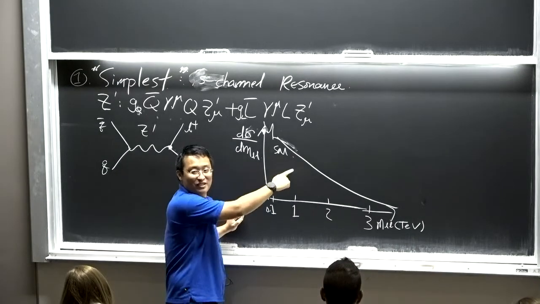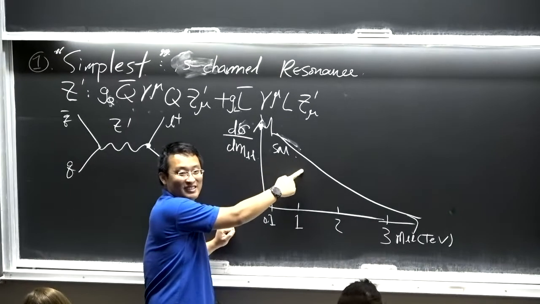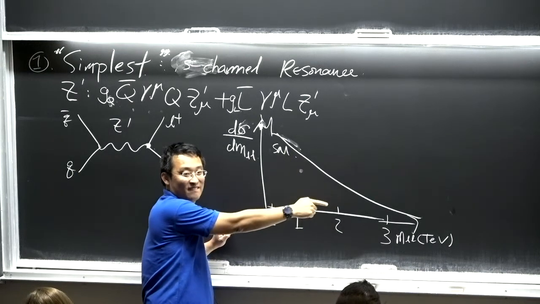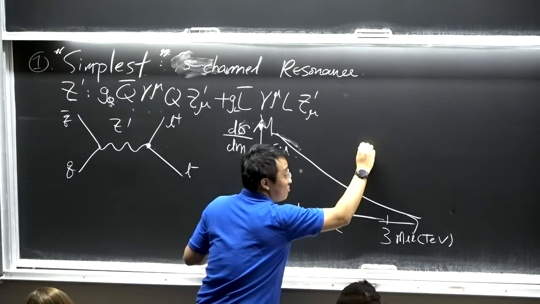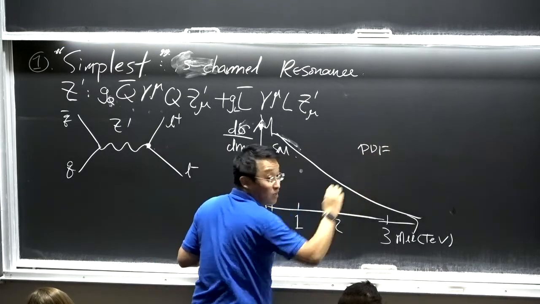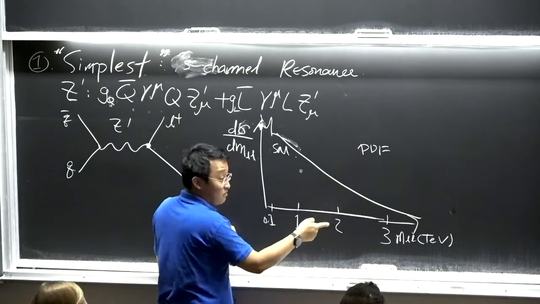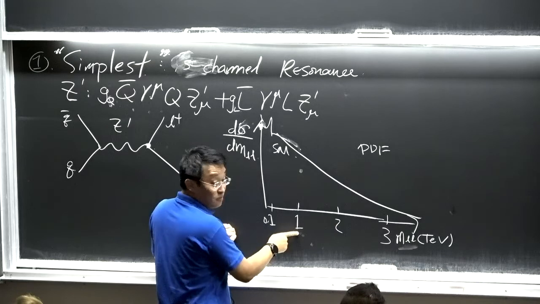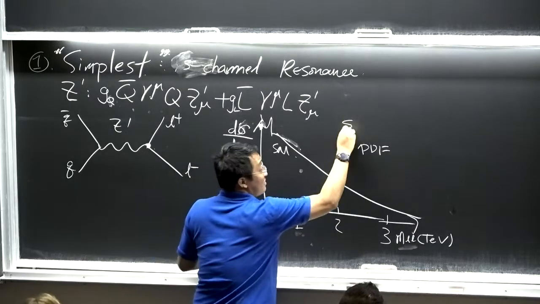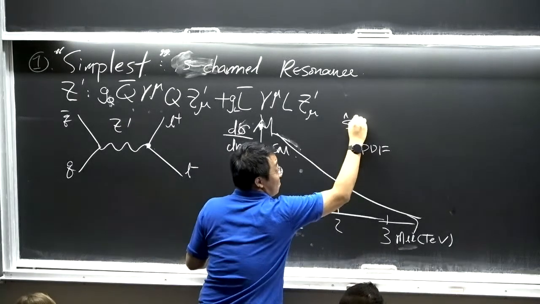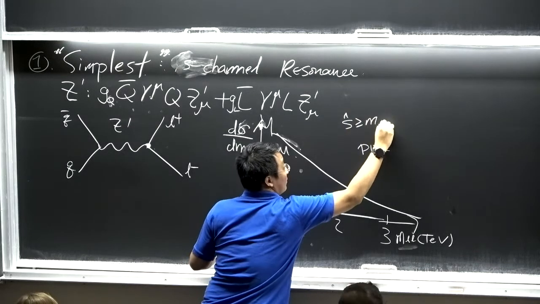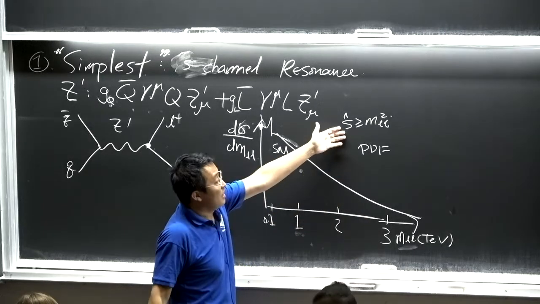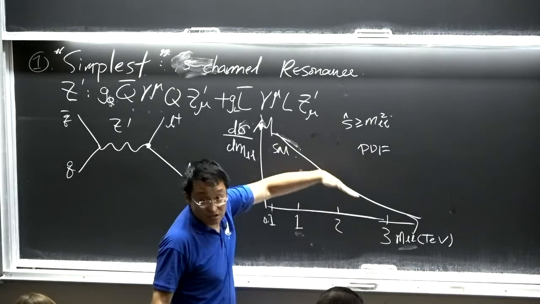We know what drives this fast falling, right? What drives it? Why does this function fall really fast? PDF. Right. There's a PDF suppression at high energy. To produce this amount of dilepton invariant mass, my s hat has to be bigger than or equal to MLL squared, right? So as I go to higher mass, I have a higher s hat, lower PDF. There's a big suppression here.